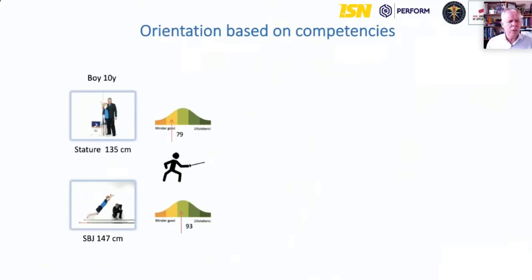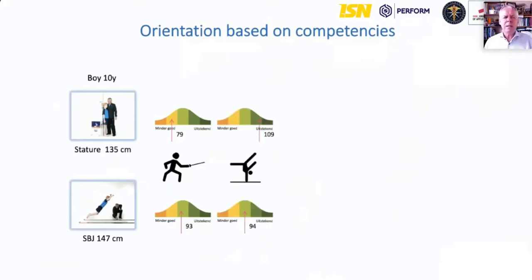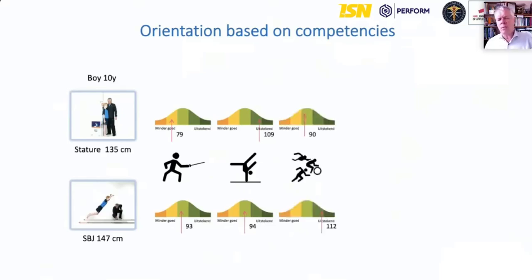Average is 100. So let's say that the jump that this boy has at this age of 10 is not sufficient to become a very good fencer. If you look at gymnastics, he's already too tall. And for triathlon, for example, we see that he's got a lot of fast twitch fibers, which is not that bad, because if you train his endurance, he will become good.